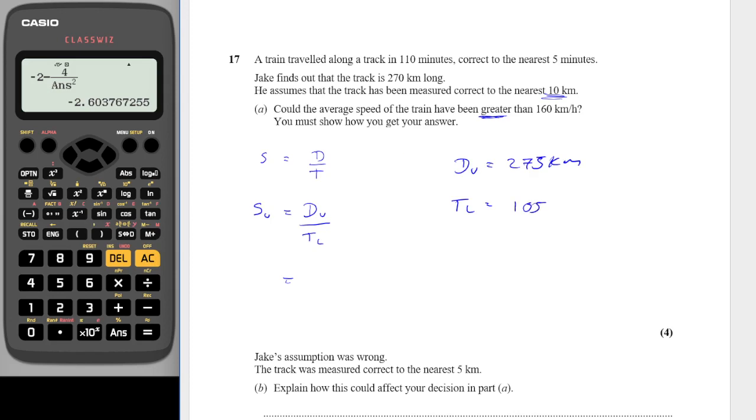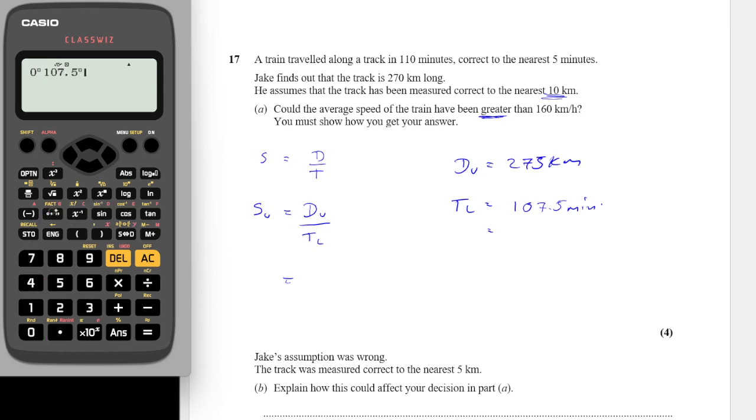105. No, that wouldn't be 105. That would be 107.5 minutes. Right, so I'm going to use the time function on my calculator to convert this into hours. Actually, I'll show that. So 0 hours and 107.5 minutes is equal to 43 over 24 hours.